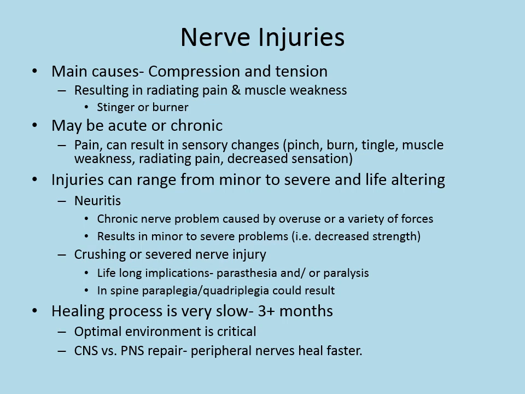When somebody has a nerve injury, they'll have pain, and they can have sensory changes. The types of pain you tend to get with nerve injuries are a pinching, burning. Sometimes people will say they have a sensation of tingling. Sometimes people actually don't even report pain necessarily with nerve injuries, although nerve pain is very irritating. Sometimes they'll say that they feel tingling, muscle weakness, radiating pain.